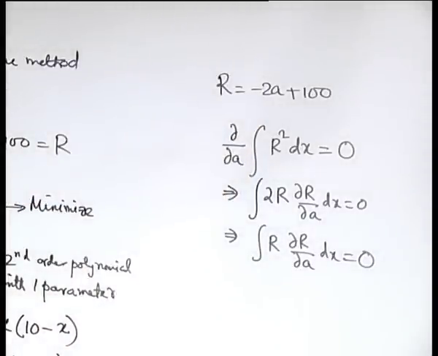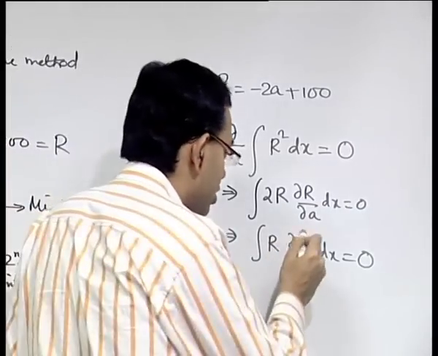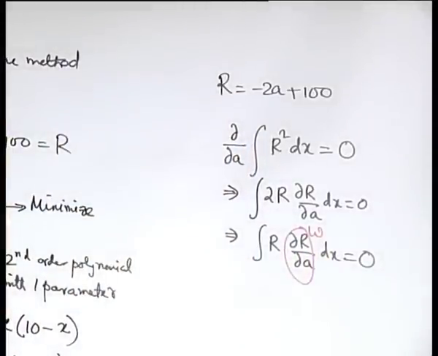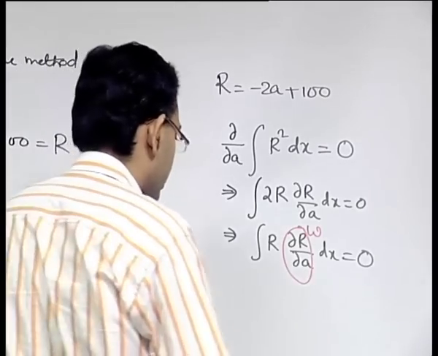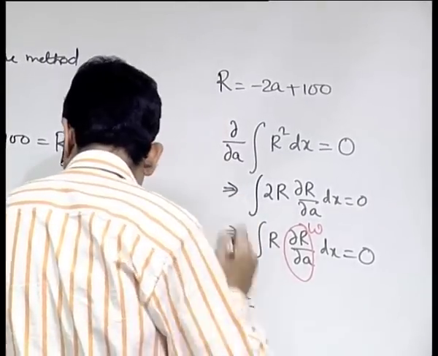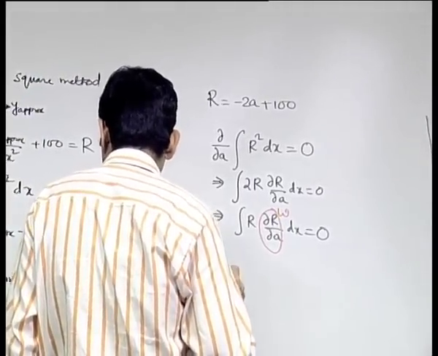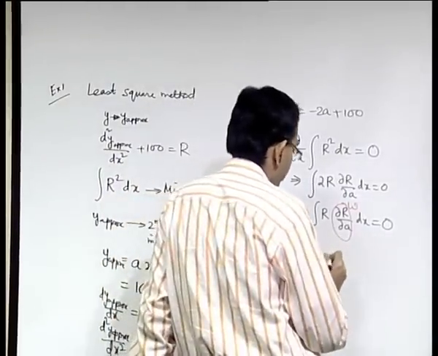So, you can see that although it is a least square method by name, it is not a weighted residual method by name, but by implication it is a special case of the weighted residual method, where the weighting function is nothing but del r del a. Okay. So, let us find out the weighting function. Weighting function is minus 2.